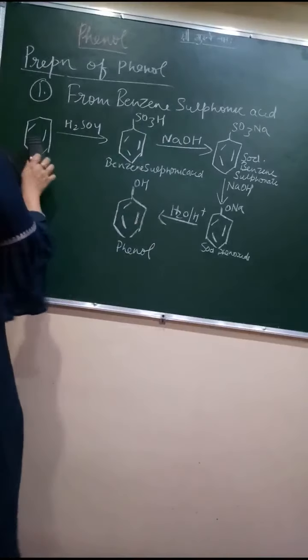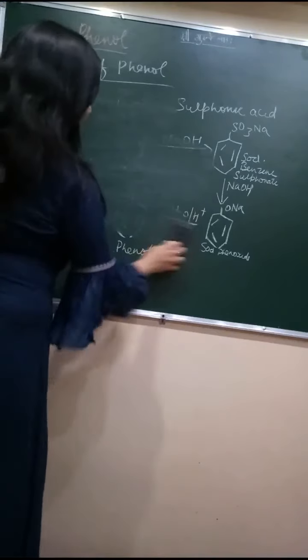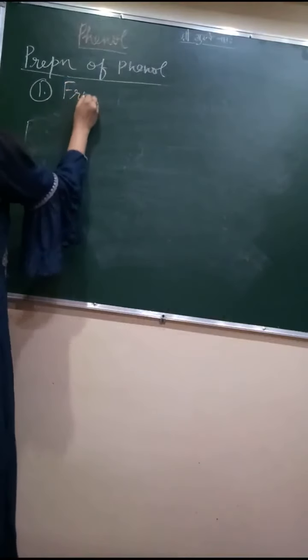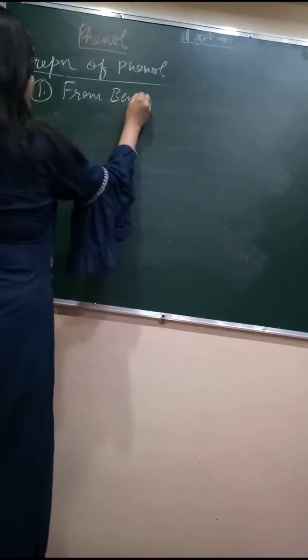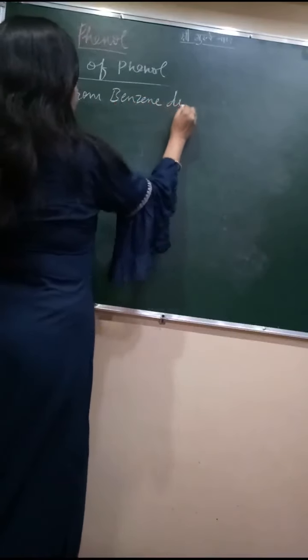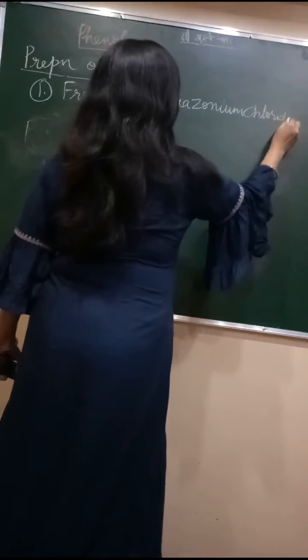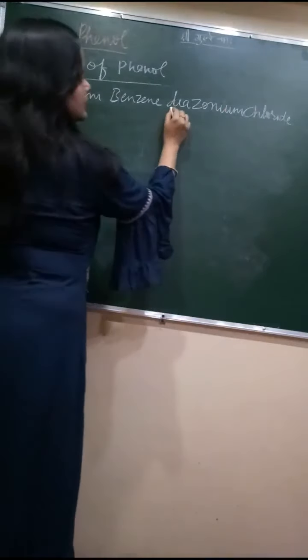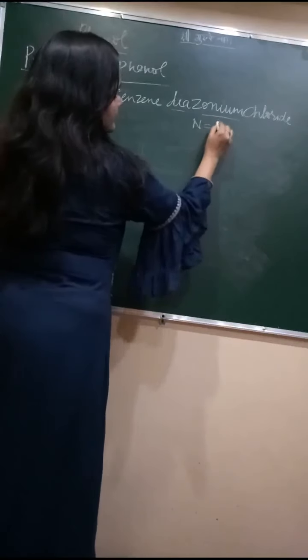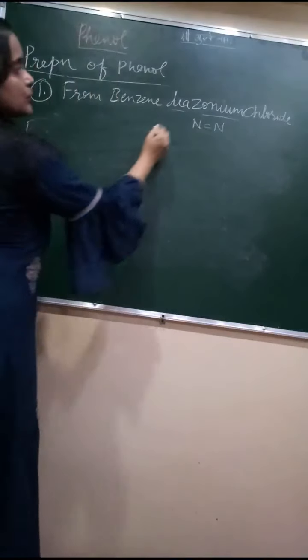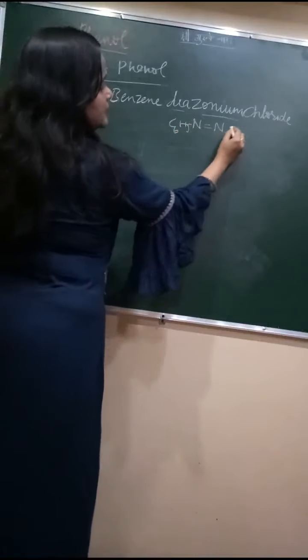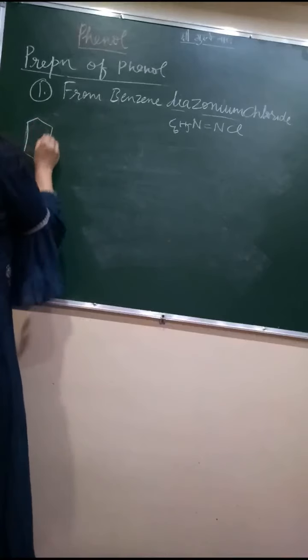Now we come to the second preparation. Second preparation is from benzene diazonium chloride. Diazonium means N double bond N. Benzene diazonium chloride means C6H5 N double bond N Cl. So again, the starting material we will take as benzene.